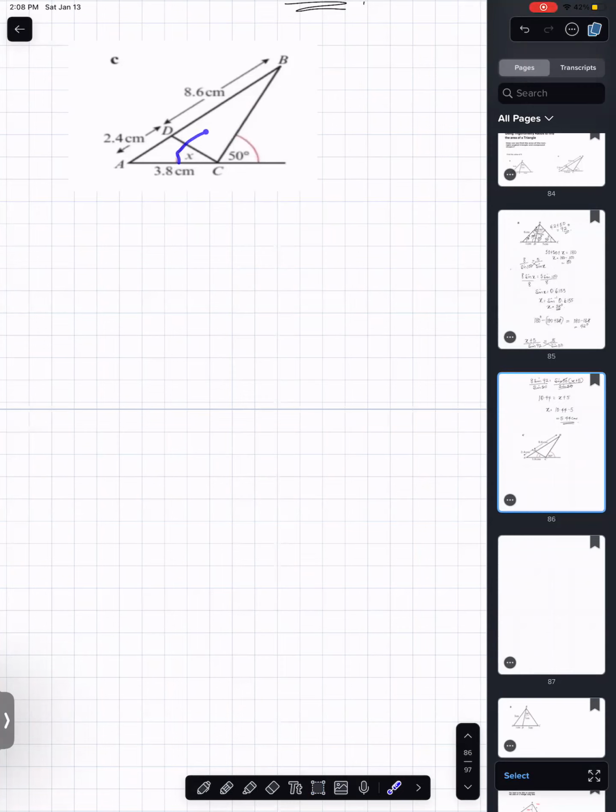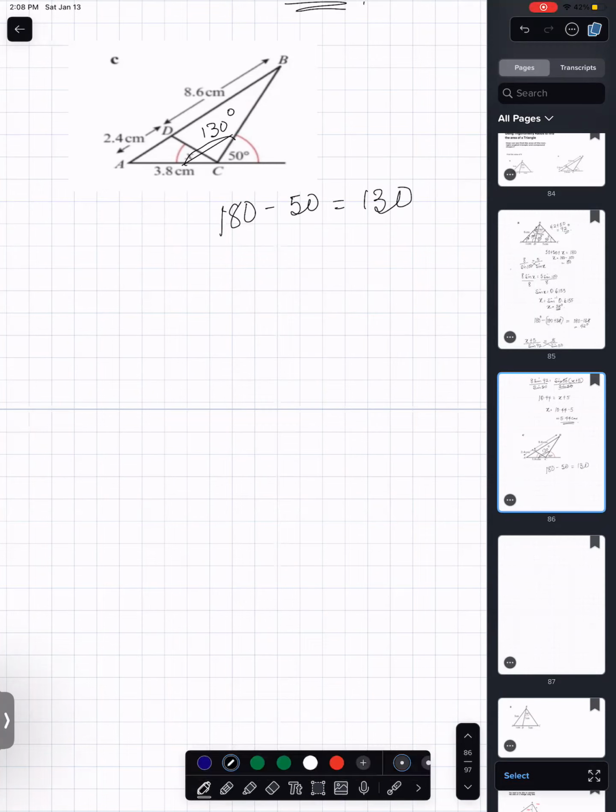So we know that the angle at the point here is 180 degrees. So we add 50 plus this 180. So in essence, we are saying 180 minus 50 will give us x plus the other missing angle, which is 130 degrees. So the total angle here is 130 degrees. We have that angle as 130.